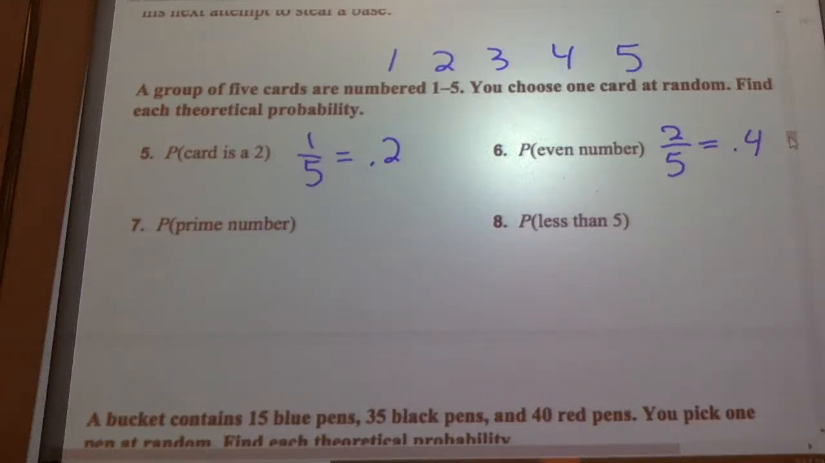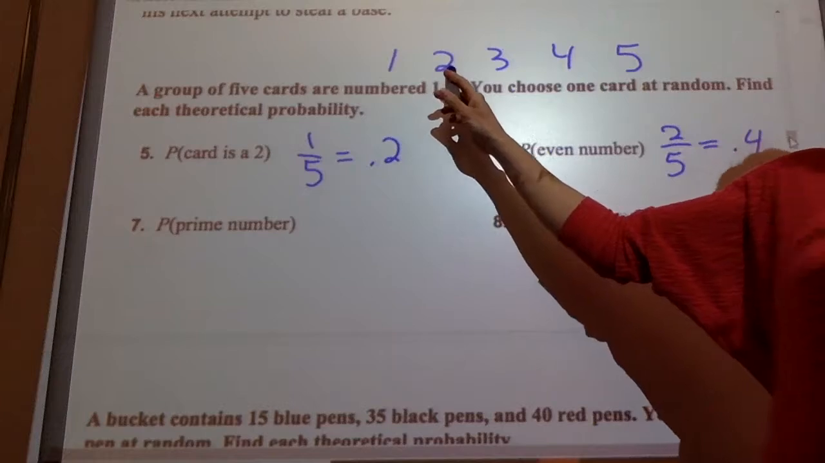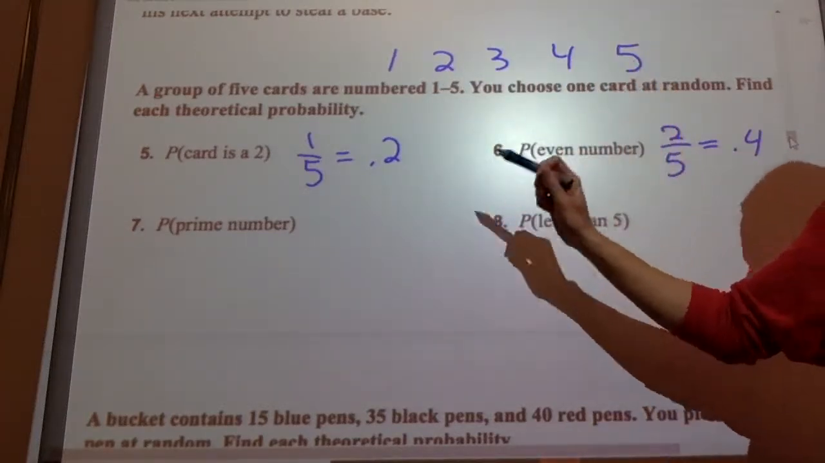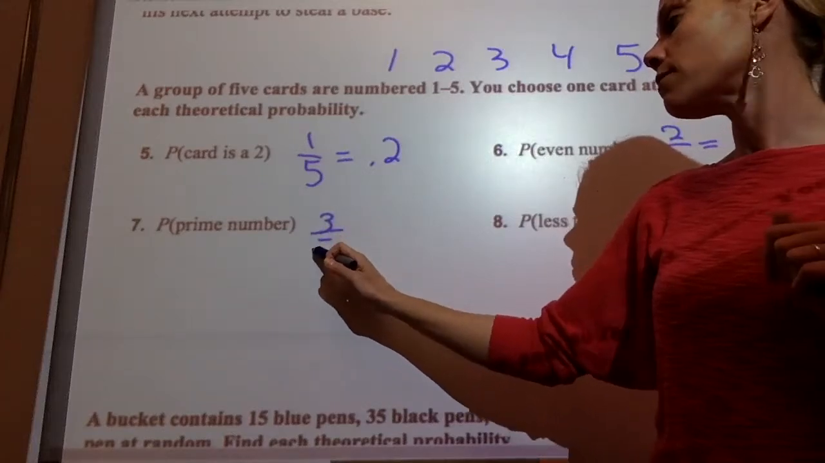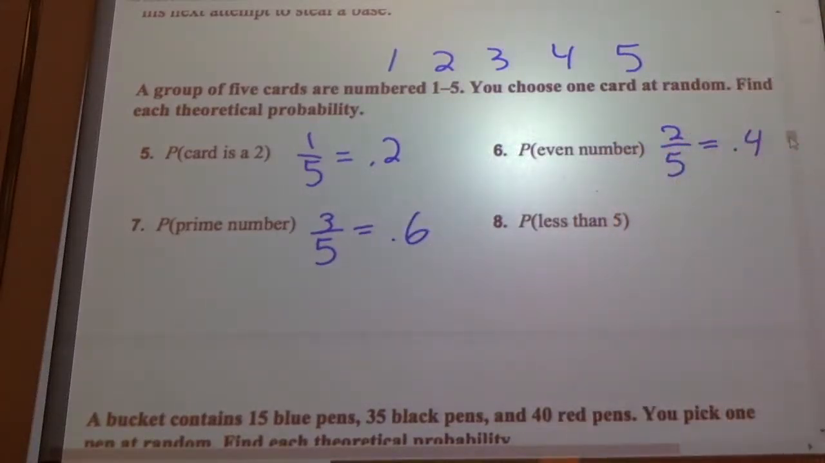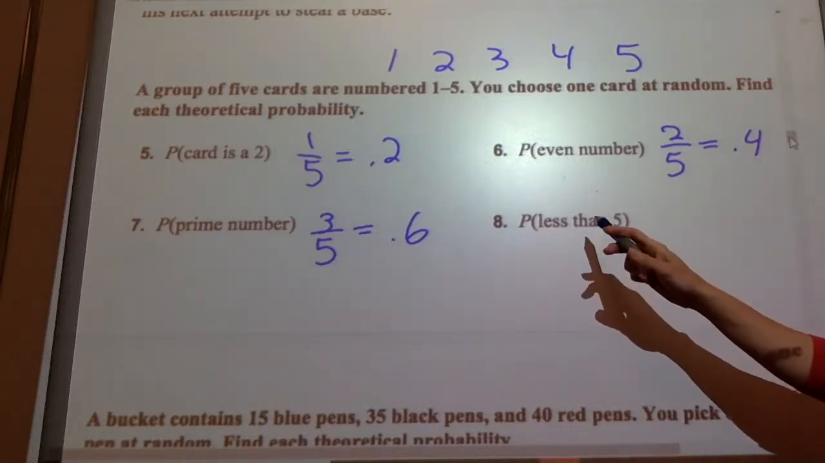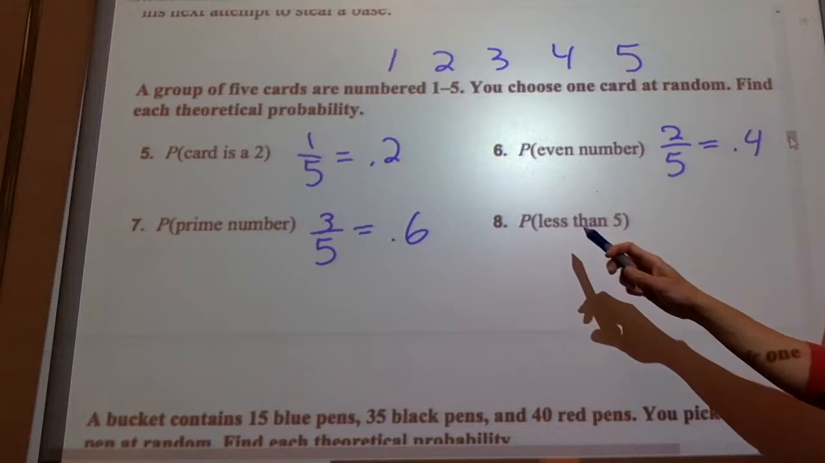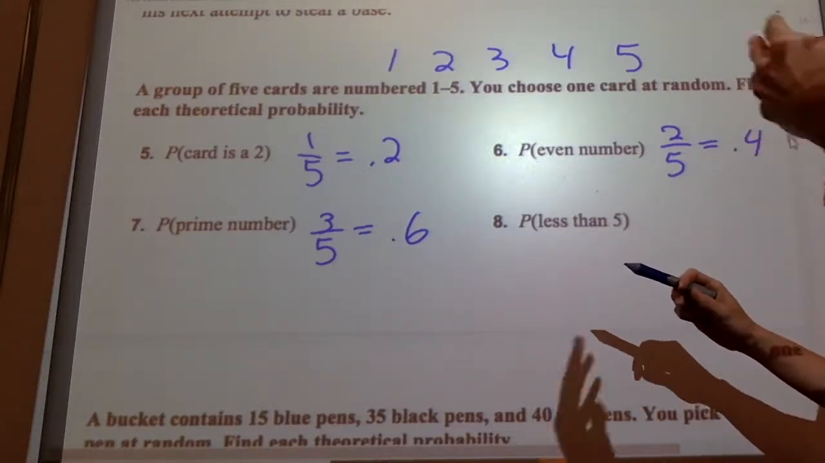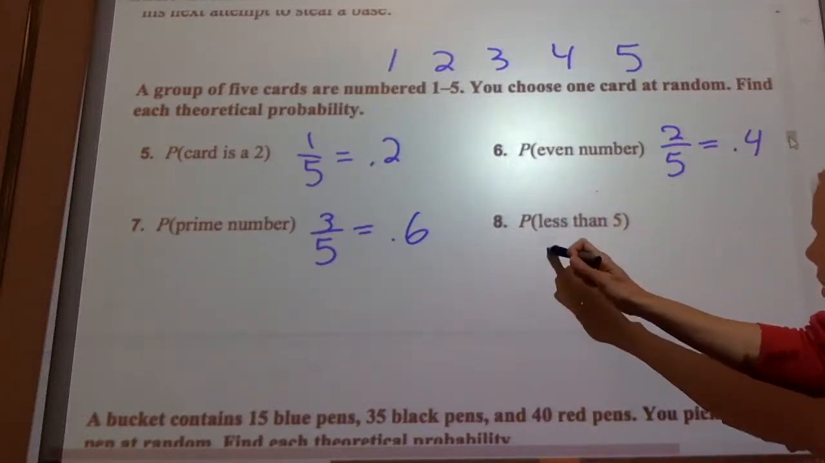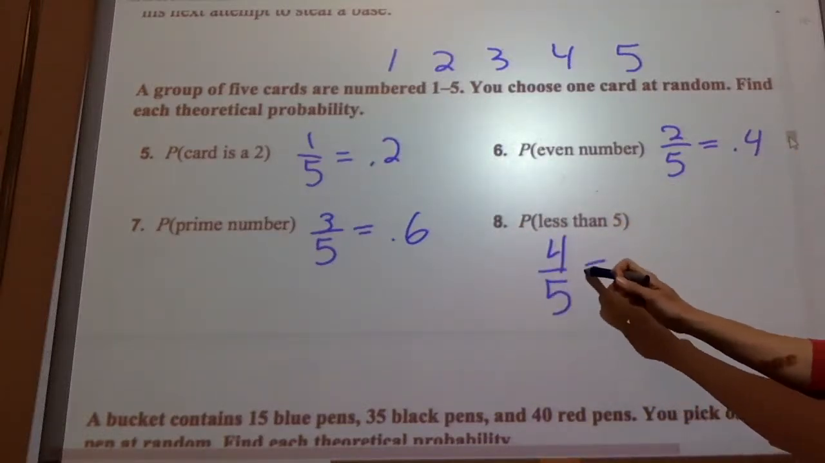What about a prime number? What are my prime numbers? 2, 3, and 5. 1 is neither. So that would be 3 out of 5, which is 0.6. How about less than 5? If I say less than 5, am I including 5? No. Less than 5 means less than 5. So that's 4, 3, 2, 1. So that would be 4 out of 5, which is 0.8.